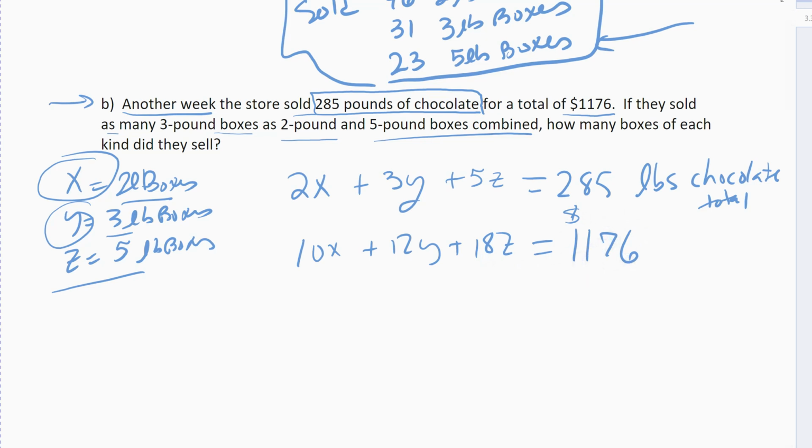And then the last equation, which again is usually the harder one, as you have to put it together. All right, they sold as many 3-pound boxes as 2-pound and 5-pound. So I have all three variables, right? 3 pounds is my Y, 2 pounds my X, 5 pounds is my Z. And so Y, my 3-pound boxes, how many of those they sold was exactly the same as X and Z combined, right? Combined means we add them. When I add X and Z together, it is exactly the same as Y. And so my last equation is Y equals X plus Z.